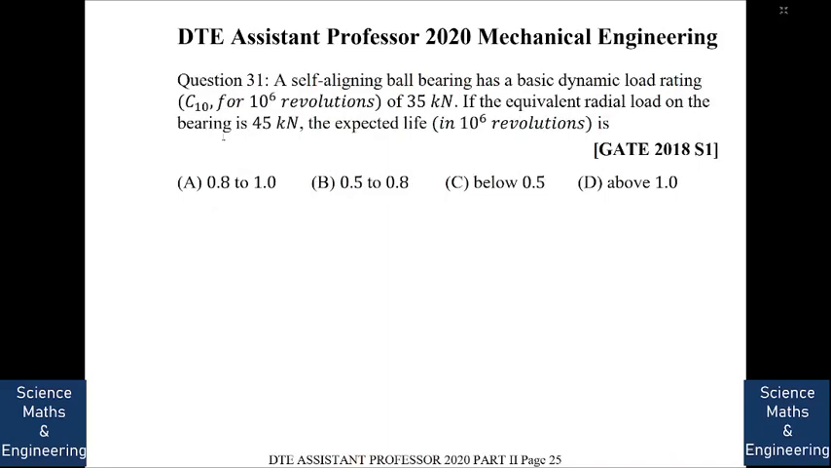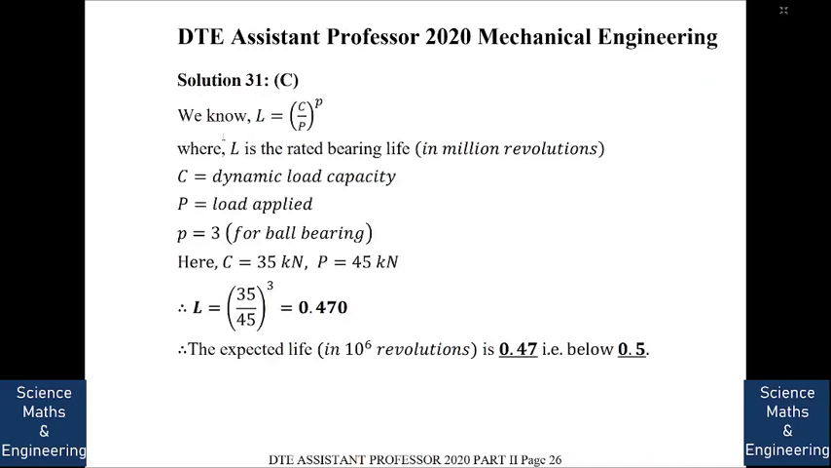So next question. A self-aligning ball bearing has a basic dynamic load rating of 35 kilonewton. If the equivalent radial load on the bearing is 45 kilonewton, the expected life is, we know rated bearing life L is equal to (C/P)^p. C is dynamic load capacity, P is the load applied, and p is 3 for ball bearing. Therefore L would be equal to 0.47. So the expected life is below 0.5, that is option C.